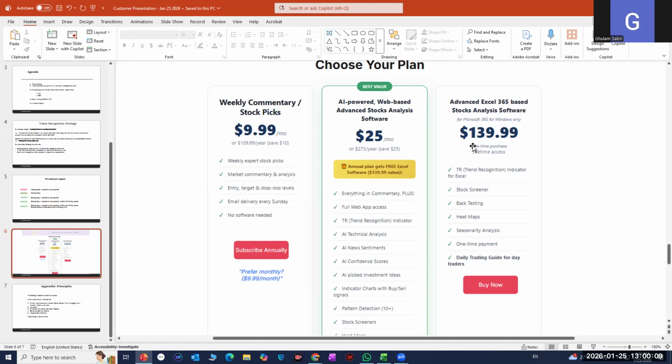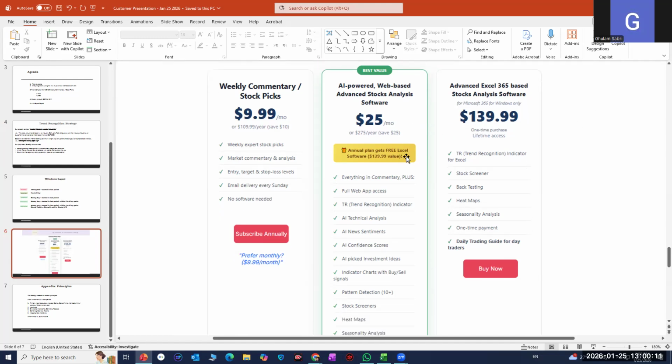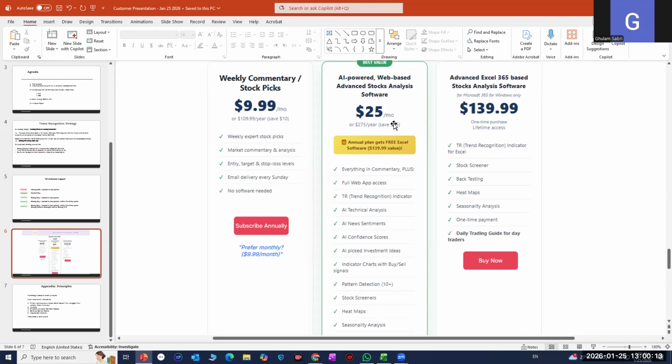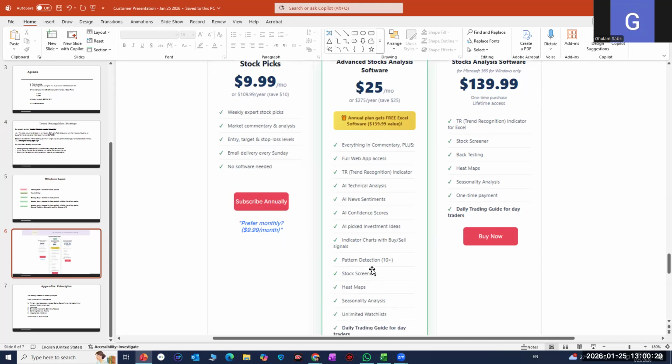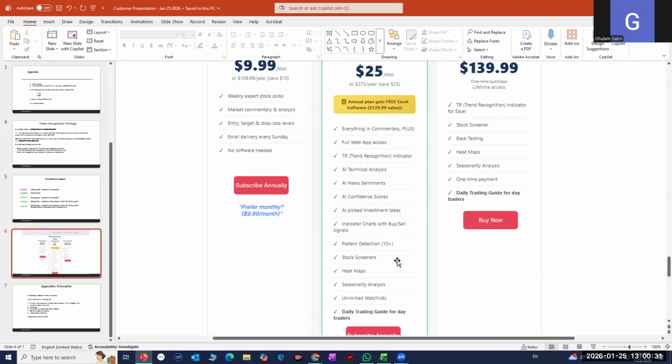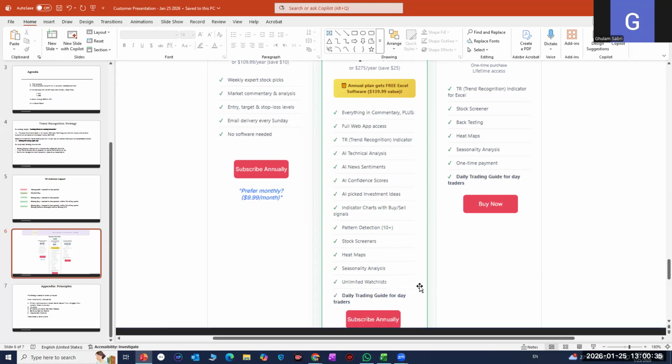The best value is this one, which is a $25 per month subscription for our web-based tool. It has a TR indicator, AI technical analysis, AI news sentiments, AI confidence score, our investment ideas, which I think are highly valuable, a fresh set of indicator charts, automatic pattern detection, and there is a stock screener, which I showed you, TR screener, heat map, and seasonality analysis. You can maintain an unlimited watch list.